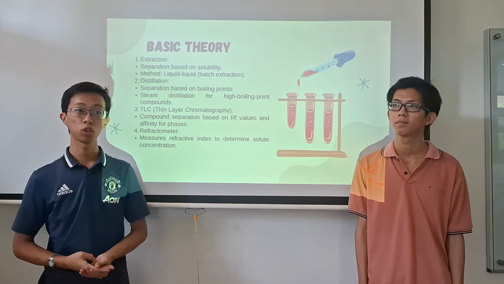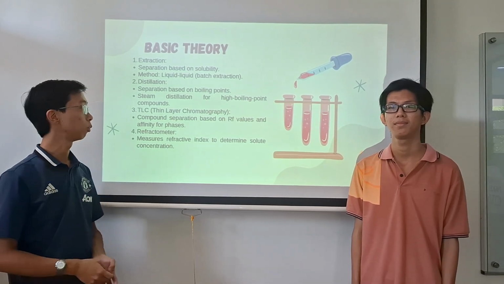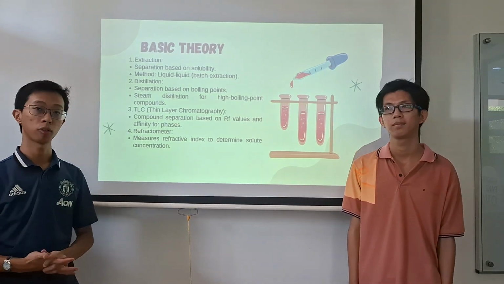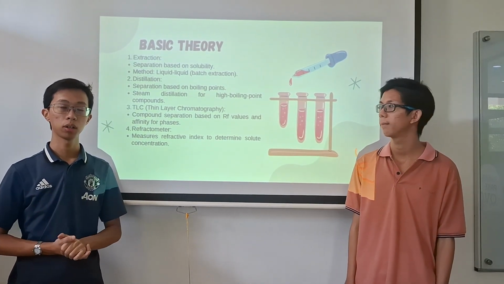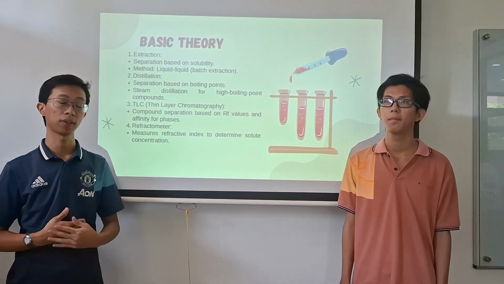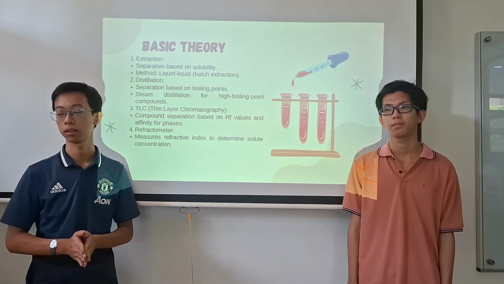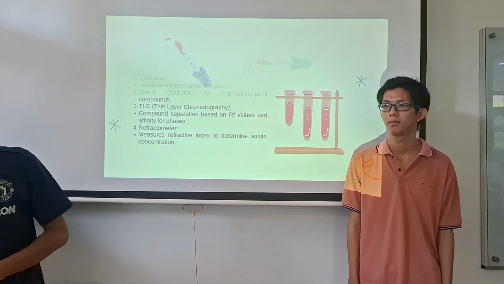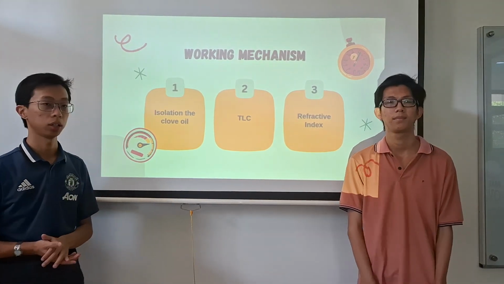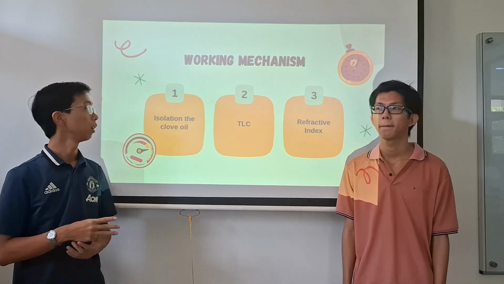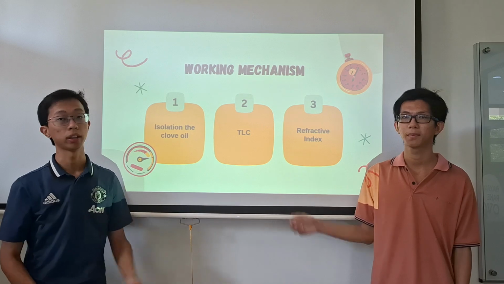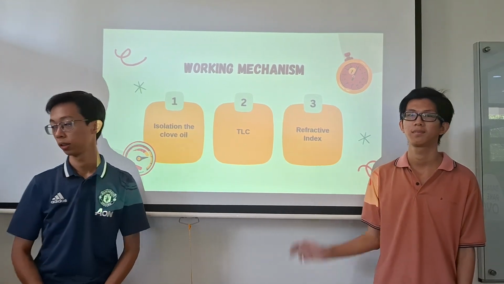Next, we also use thin layer chromatography, which separates based on RF values and the affinity for the base. The last one is the refractometer method, which measures the refractive index of the compound we test. So the working mechanism includes three big steps. The first is the isolation of clove oil. The next is TLC. And the last is the refractive index.